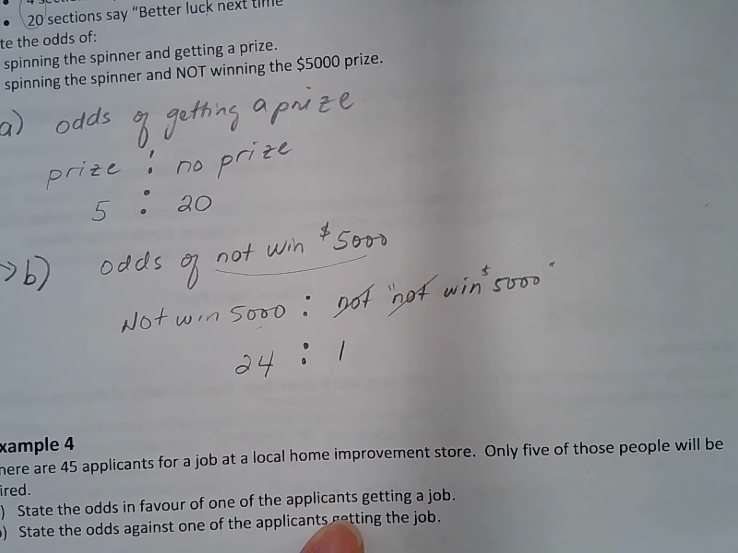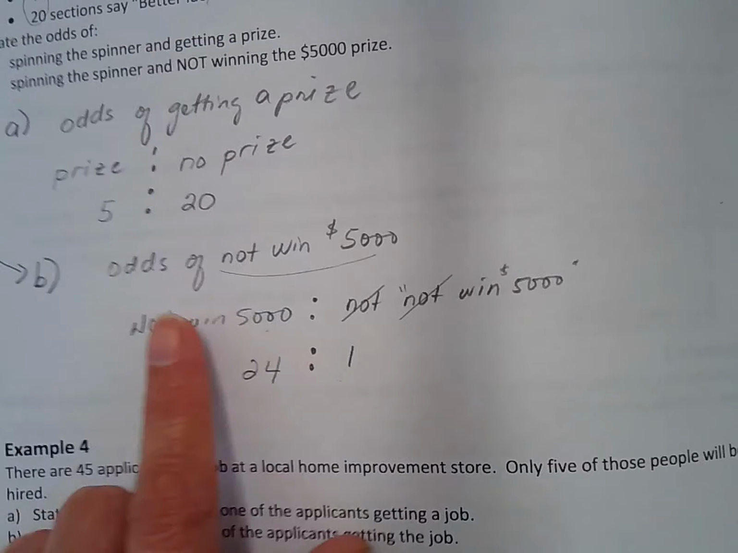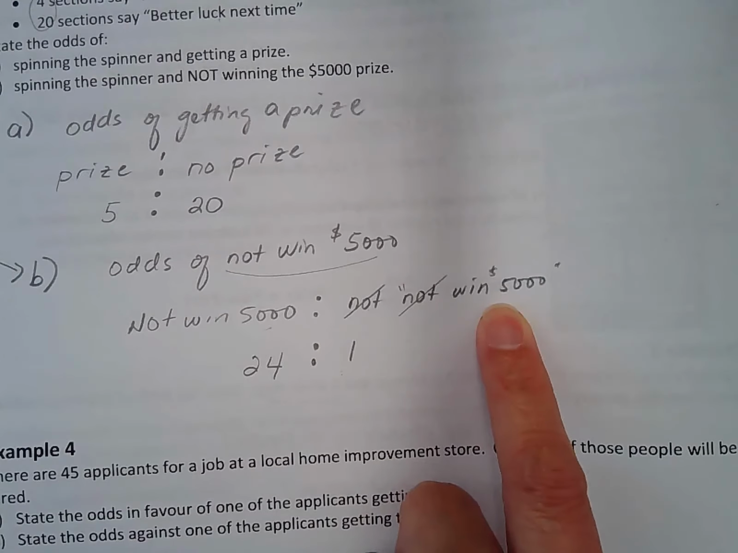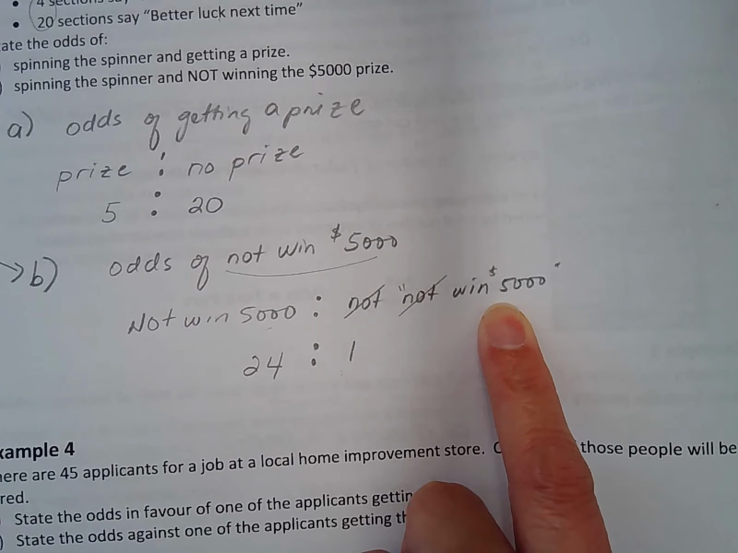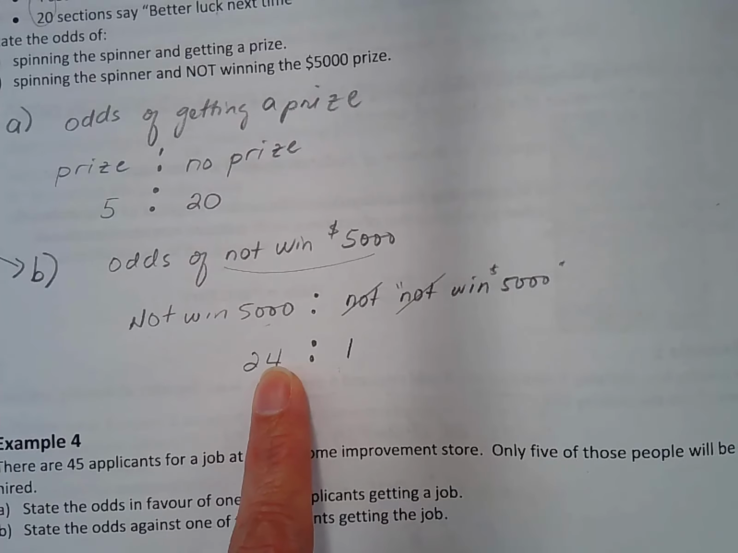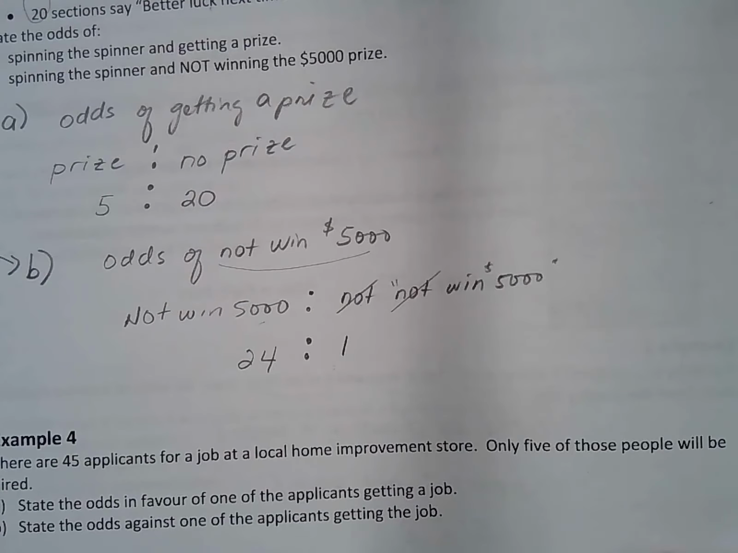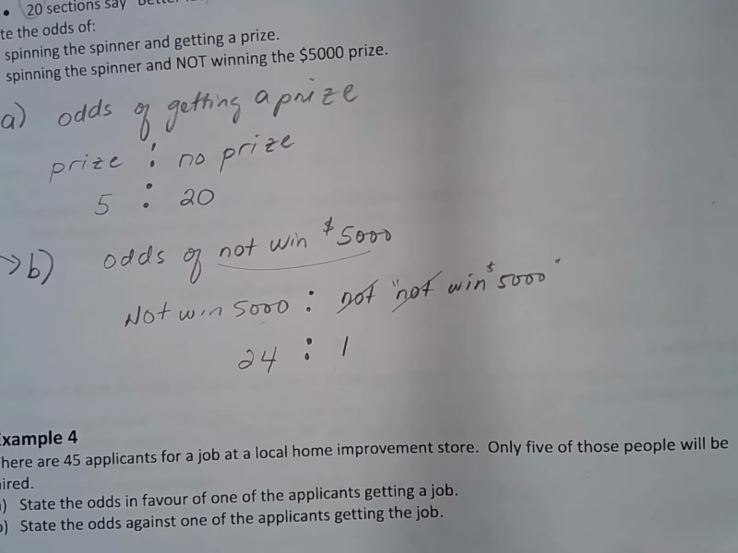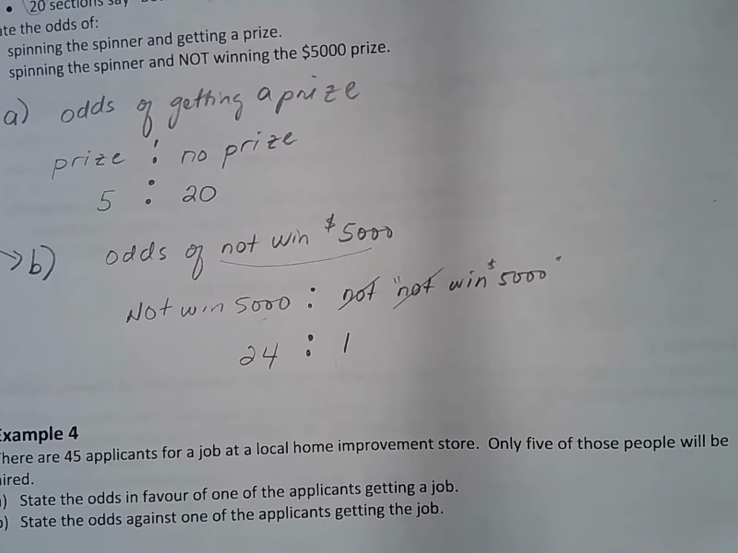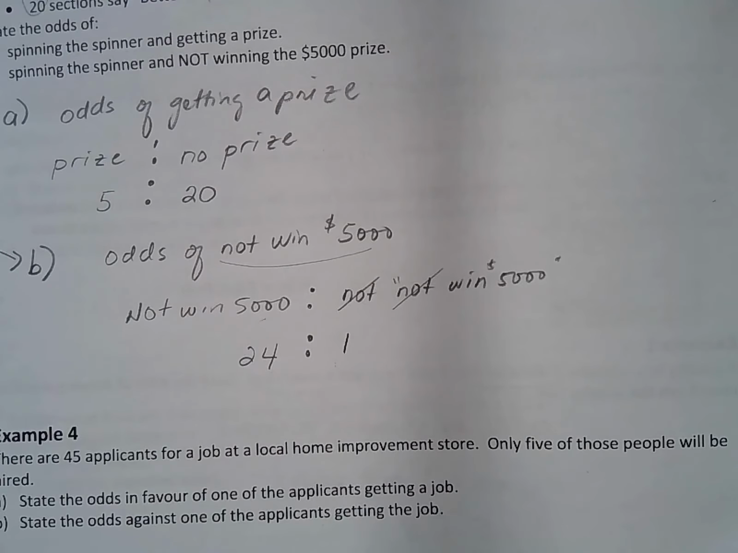Yeah, I know. We don't say not win, right? But so that's not win the 5,000, and then this one here would be winning the 5,000. So 24 is to 1. What's the odds of not winning? 24 is to 1.